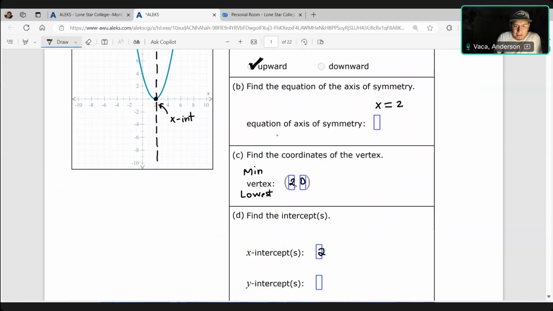The y-intercept will be here. Let me write here that this is the y-intercept. The value is 4.